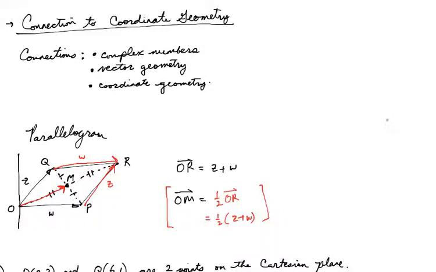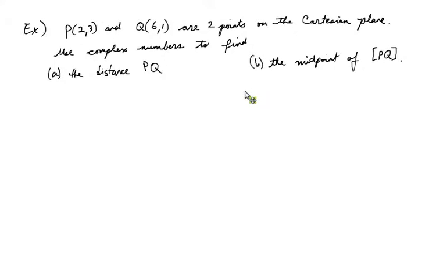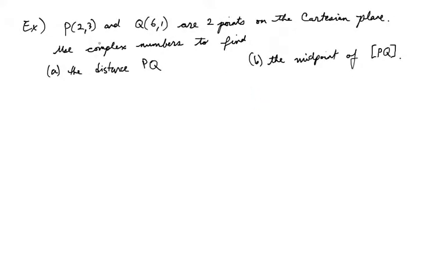So let's try an example here. The problem says P and Q are 2 points on the Cartesian plane. Use complex numbers to find the distance PQ and the midpoint of PQ. Okay? So we know that P(2,3) and Q(6,1) are 2 points. How do I use complex numbers to find the distance PQ? All right, well, let's write these points as complex numbers.